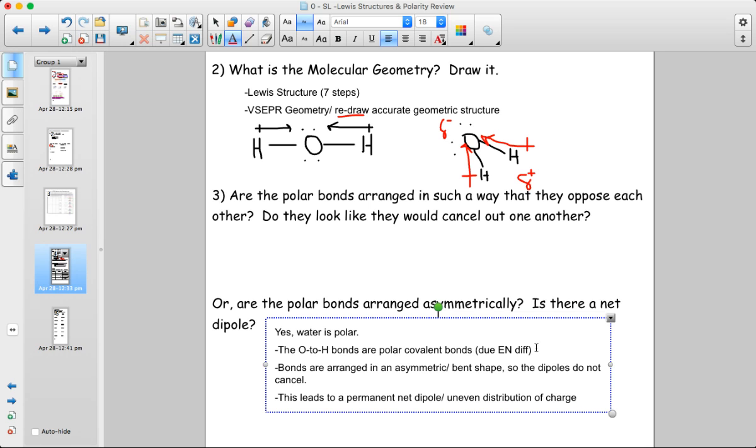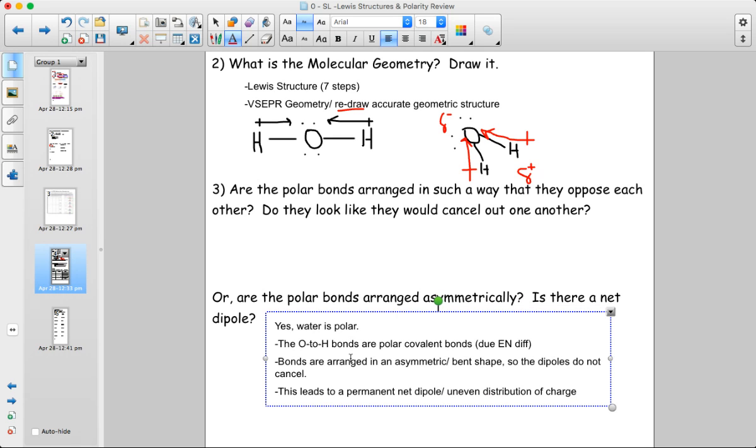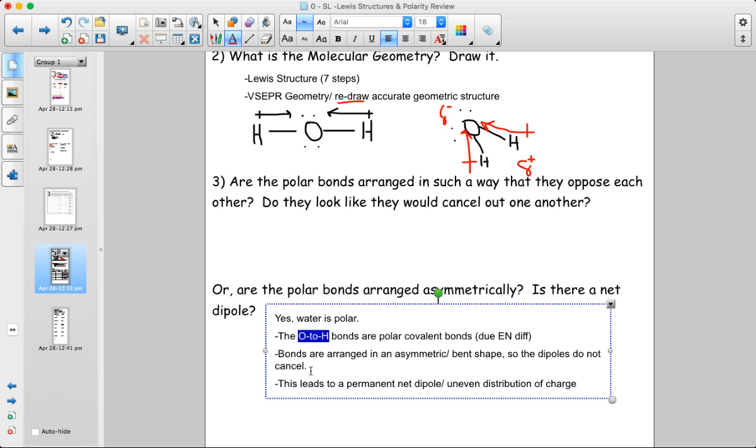Okay? So in terms of mark scheme wording, things they're going to be looking for are stating that the bonds are polar and which bonds are polar. So O to H is a very specific way of talking about which bonds I'm talking about. Then talking about the geometry: the bonds are arranged in an asymmetric bent shape, so the dipoles do not cancel out. Pointing out that the dipoles don't cancel, and talking about asymmetry. And this leads to a permanent net dipole, which is really an uneven distribution of charge around the molecule.